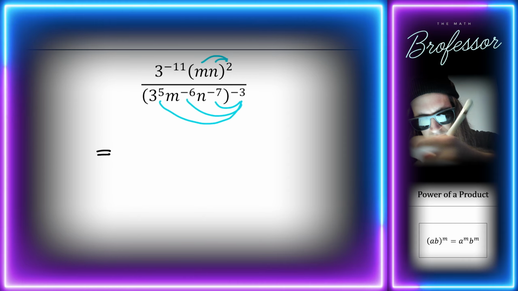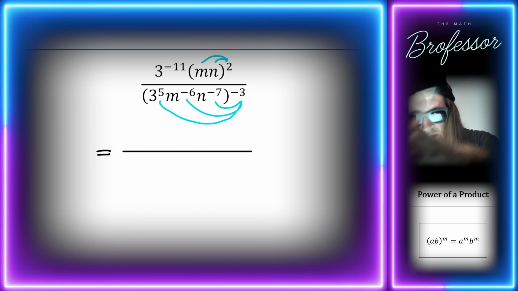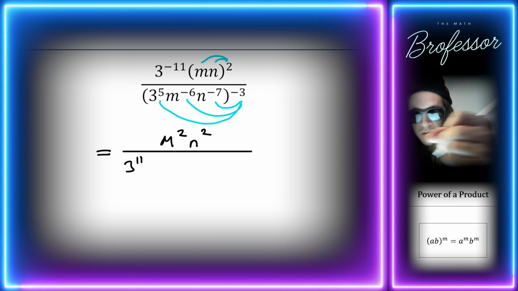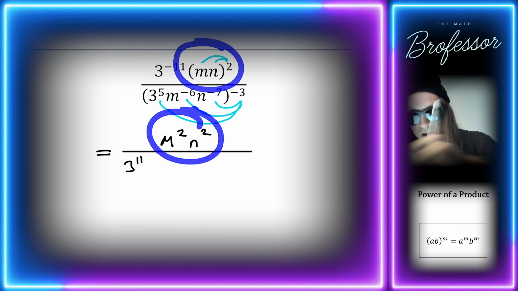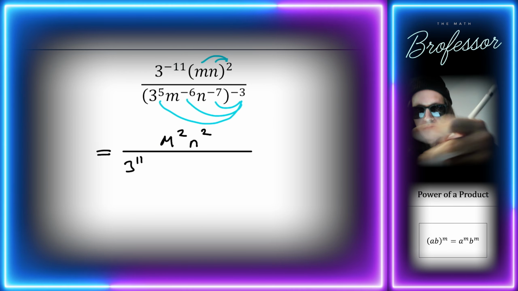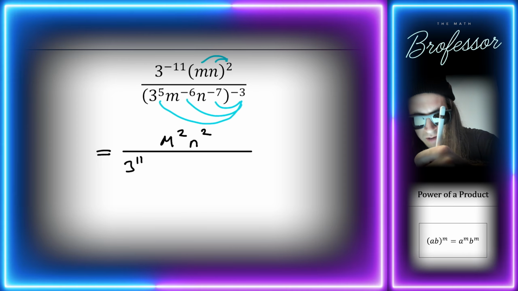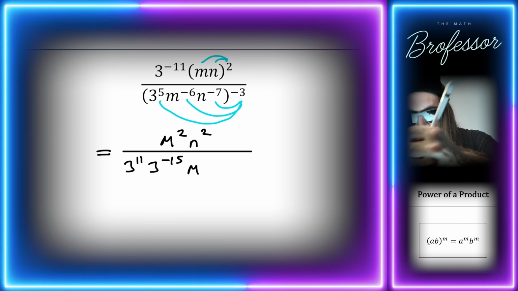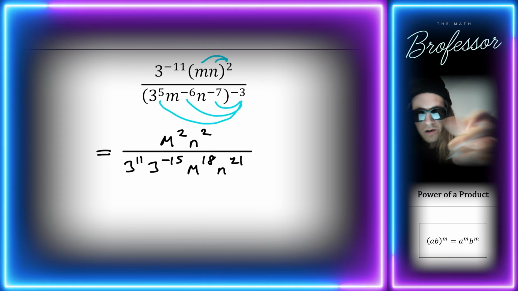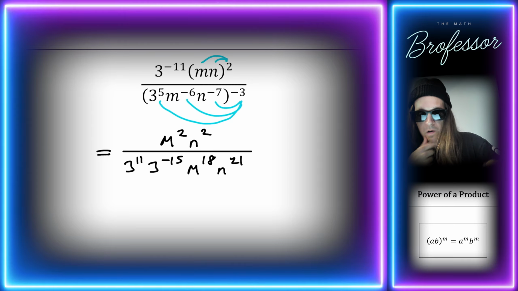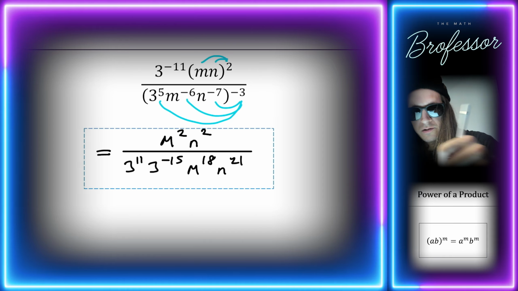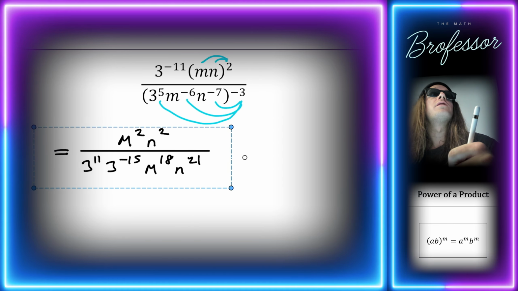So what would this look like now? I'm going to move that 3 to the -11 to the bottom. I know that's going to have to happen anyways. Now at top we have m squared n squared. That's this right here. That becomes that right there. And then what do we have now? We have 3 to the -15, m to the +18. I'm multiplying the exponents. And then -7 times -3 is +21. I do anticipate needing a little bit more room here. So let's put that right there.